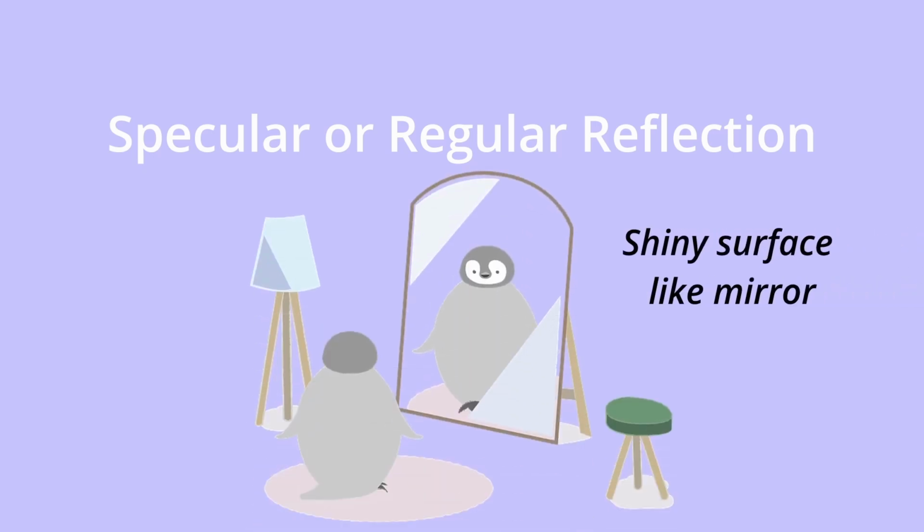Specular or regular reflection happens on smooth or shiny surfaces like a mirror. Energy loss is almost negligible in this case. The entire light ray is reflected back. In the figure, a light ray travels and hits the surface and bounces back.